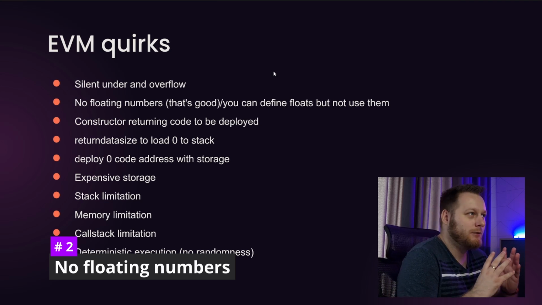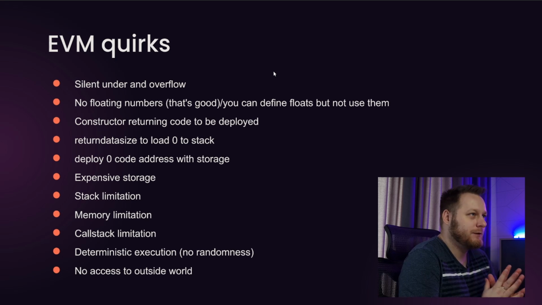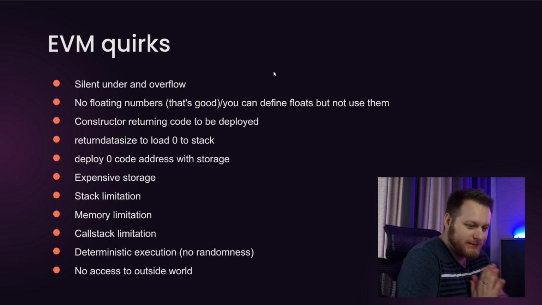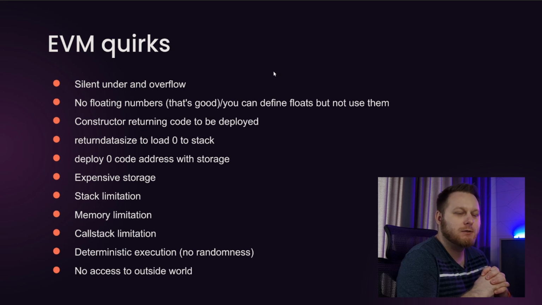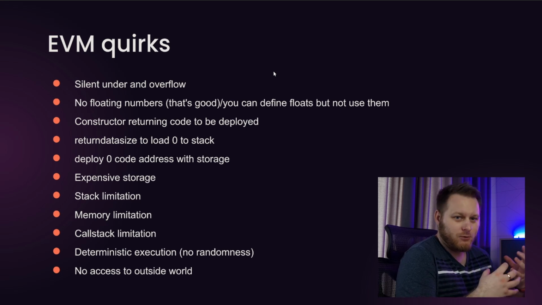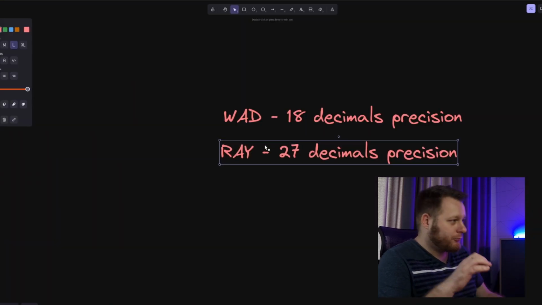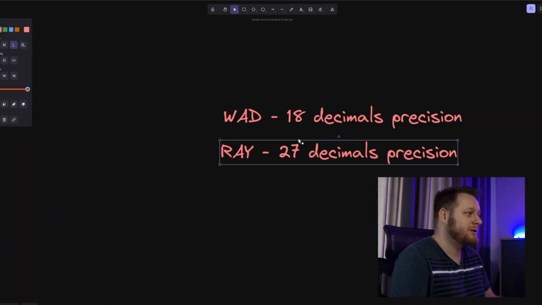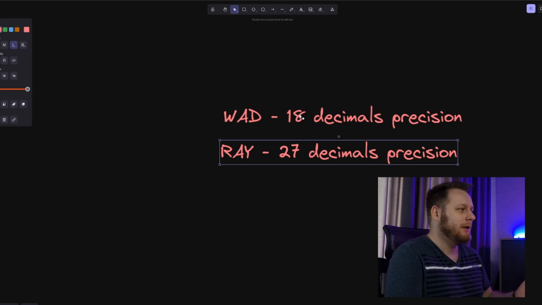Next one, there are no floating numbers, which I do believe is really, really good. And why is that? In many financial systems, people are not using floating numbers as well. They are doing the same thing that is being done in Solidity. So for example, you have a number and its precision. In Solidity, you have a number that has 18 decimals precision, and this is called WAD. And you have Ray. Ray is 27 decimals precision, so it's 18 plus 9 additional decimals precision.